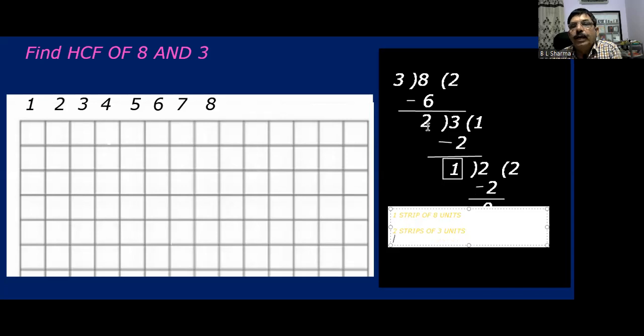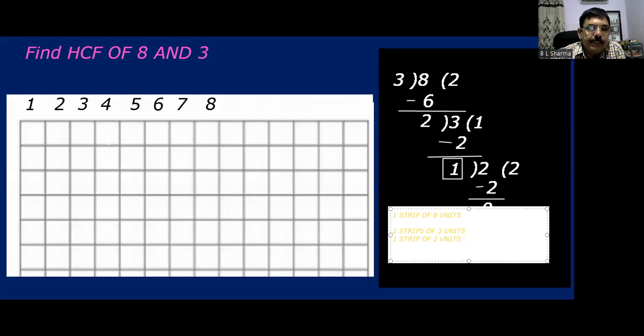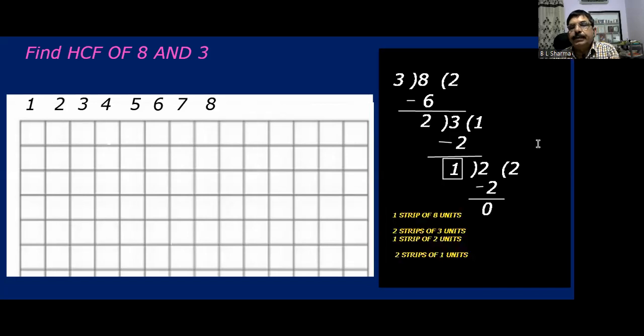Then one strip, 2 ones are 2. So one strip of 2 unit. And then here you will see that we need 2 strips of 1 unit. So we can write here 2 strips of 1 unit. ये हमें लेने देखिए. और ये रहा आपके strips. 1 strip of 8 unit, 2 strips of 3 unit, 1 strip of 2 unit, and 2 strips of 1 unit. ये बना लेनी है.